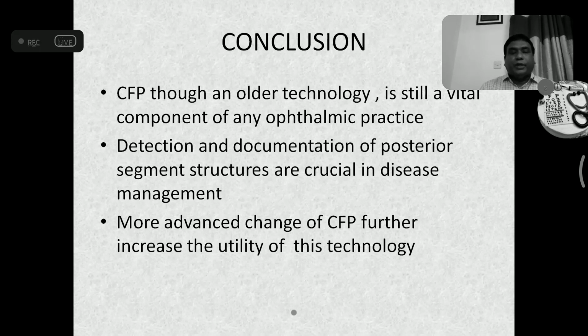Now, conclusion. Color fundus photography, though an older technology, is still a vital component of any ophthalmic practice. Detection and documentation of posterior-segment structures are crucial in disease management. More advanced changes of color fundus photography further increase the utility of this technology. Thank you.